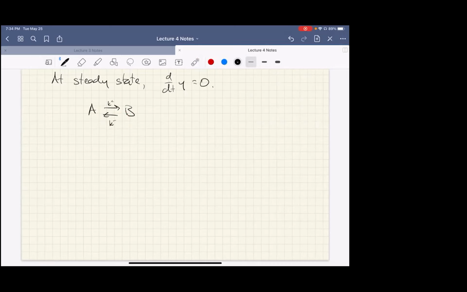Let me just write that to be clear. A is transformed into B at the same rate that B is transformed into A.